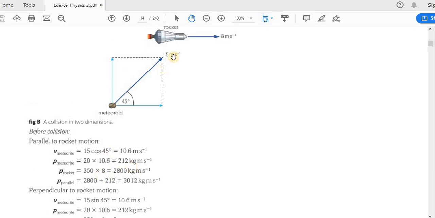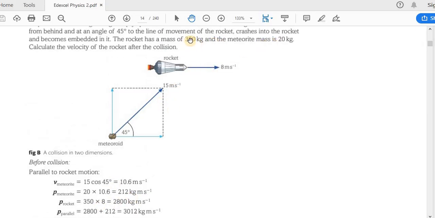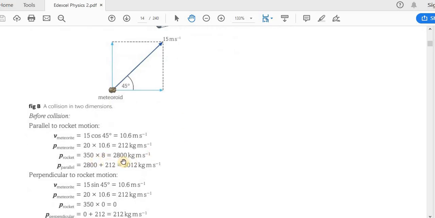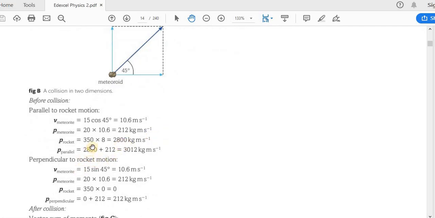In the same way we can find it for the rocket. It's very simple. It's 350 times 8. Nothing to resolve here because it's parallel to the direction of the rocket. So we get the total momentum, which is the momentum of the meteor plus the momentum of the rocket, and this is the total momentum in the direction parallel to the direction the rocket is moving: 3012 kilogram meters per second.